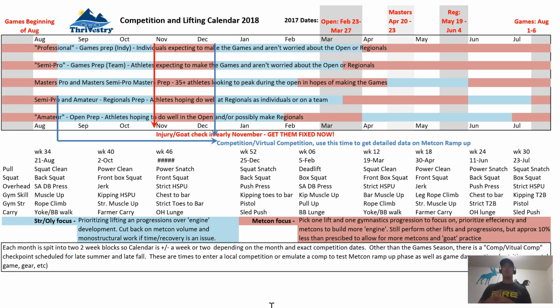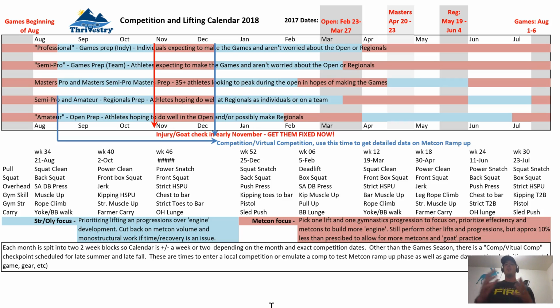We are talking about the Competition and Lifting Calendar 2018. I call this the macro calendar, and I just want to do a quick video explaining what we're looking at so you guys have a better idea of how to use this tool and use it to tailor your own programming to get the best results through the training season.